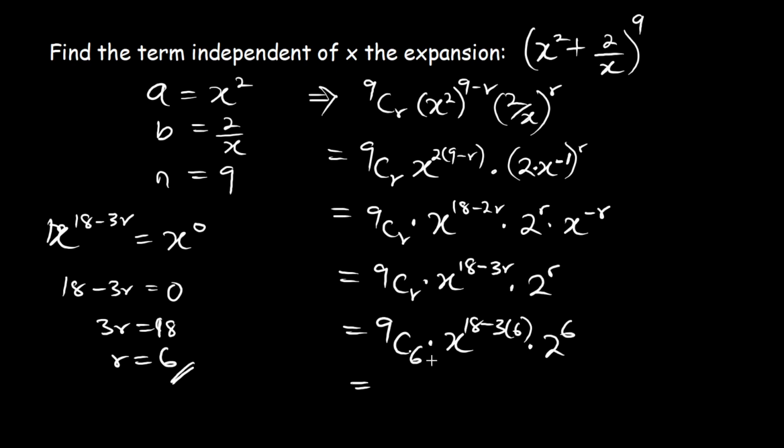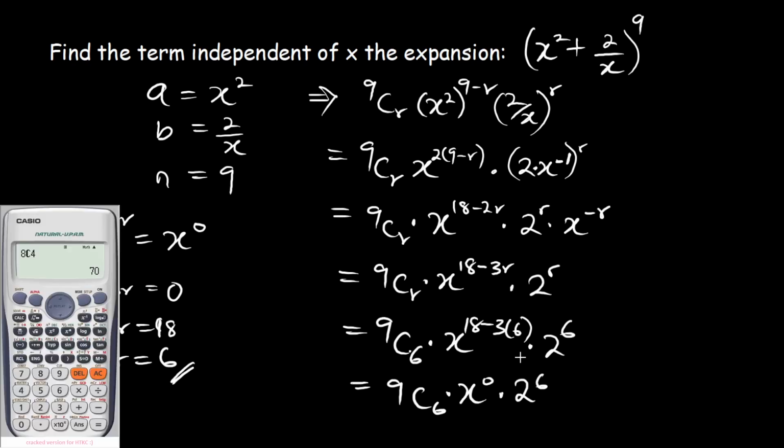So that will give us 9 combination 6 times x raised to the power of 0 times 2 raised to the power of 6. So let's come back to our calculator, and this will give us 9 combination 6 is 84. So we are going to have 84 times 1 times 2 raised to the power of 6, which gives us 64. So at the end of the day, we have 84 times 64.